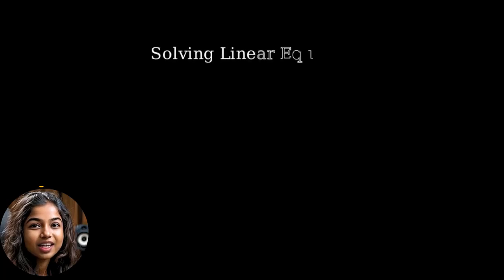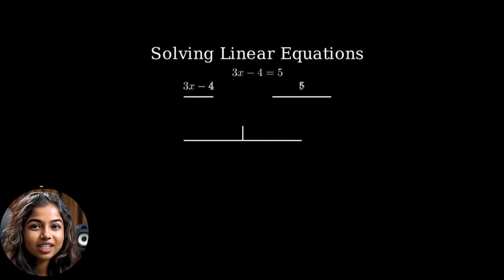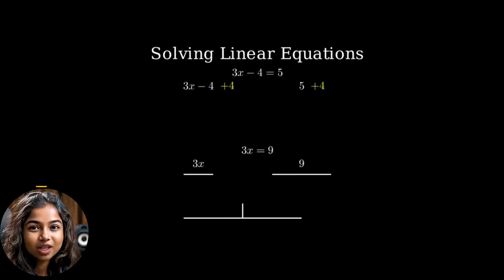Let's solve this linear equation step by step. We start with 3x minus 4 equals 5. To solve this equation, we need to isolate x on one side. Let's visualize this as a balanced scale, where both sides must remain equal. Our first step is to get rid of the negative 4 on the left side. To do this, we add 4 to both sides to keep the equation balanced. When we add 4 to the left side, it cancels out with the negative 4.